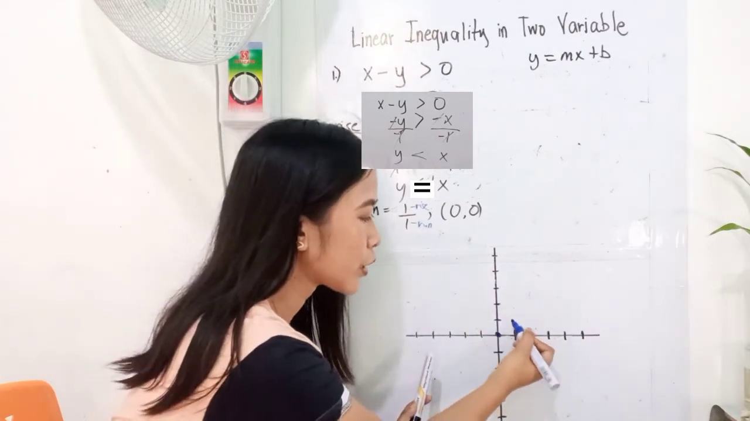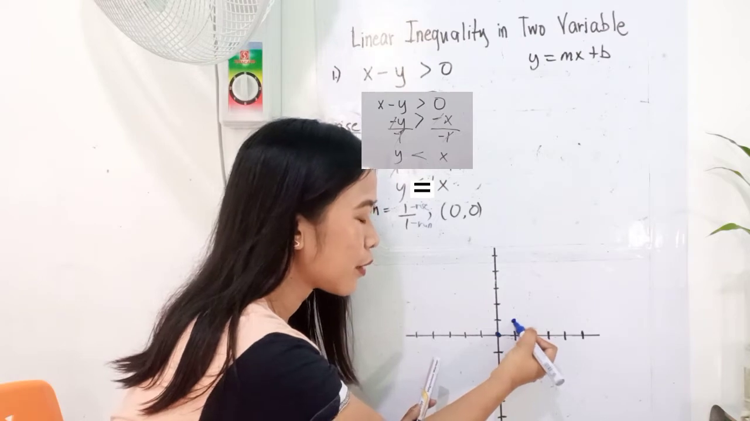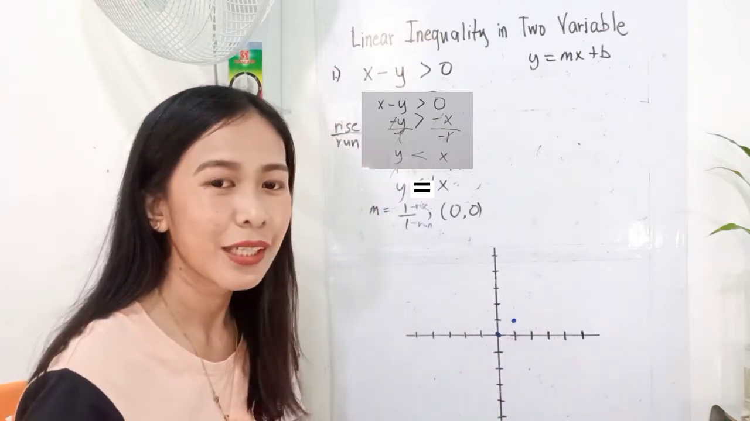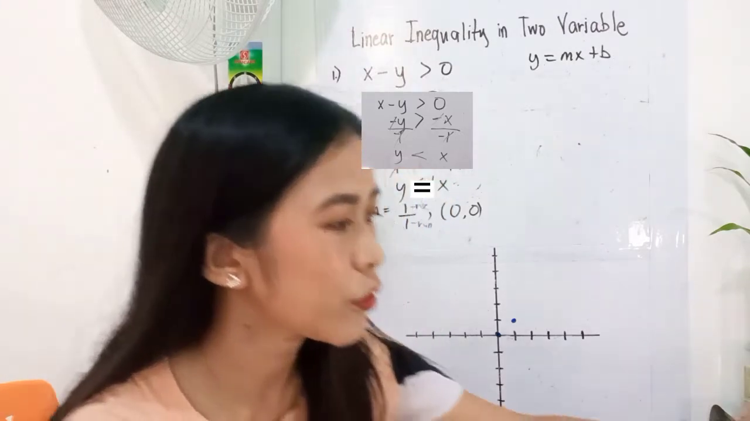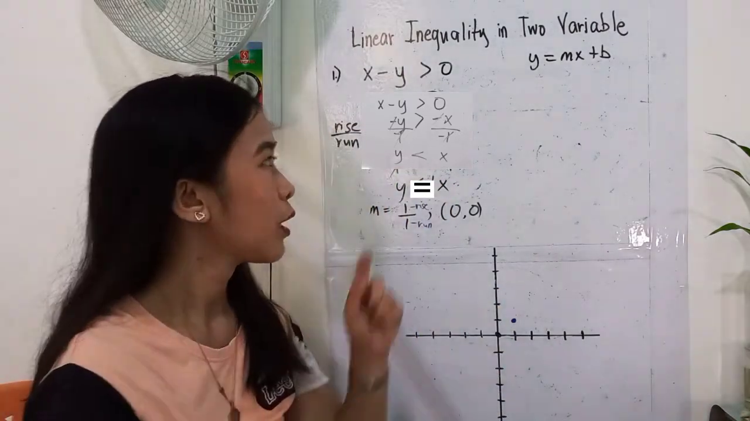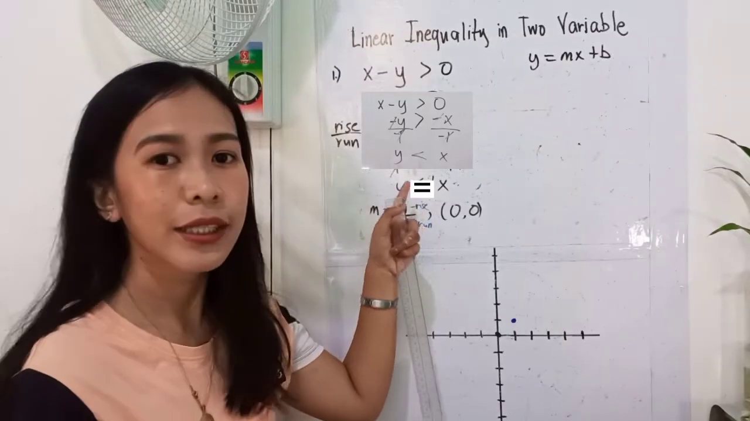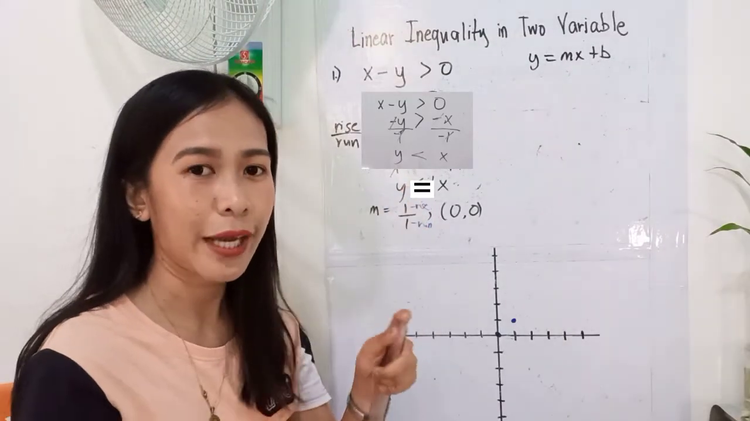Therefore, nandito yung isa nating point. Okay? Then by that, what we are going to do is to graph na. Ido-drawing na natin yung line. Now, ano sa tingin nyo? Is it a dotted line or broken line?